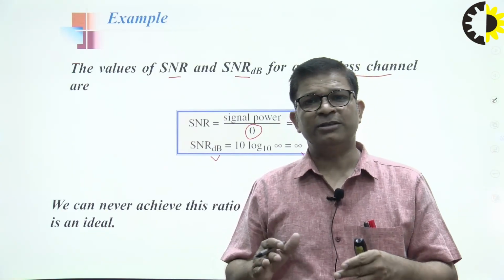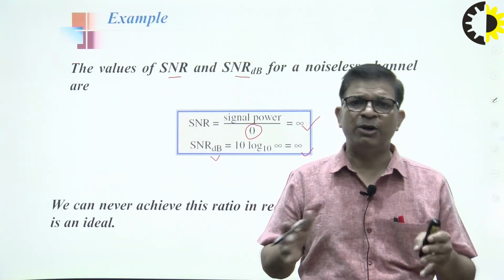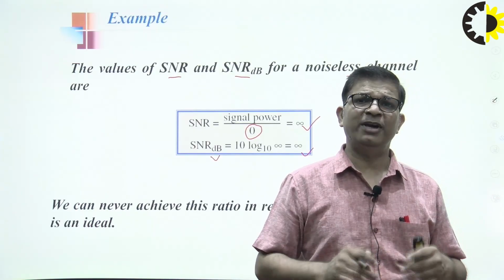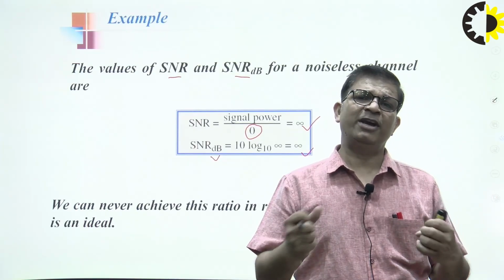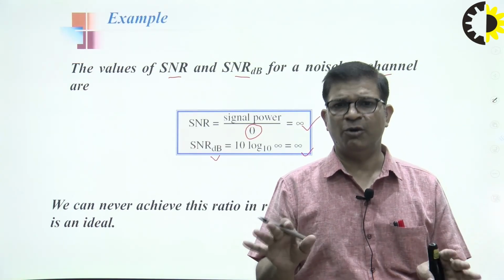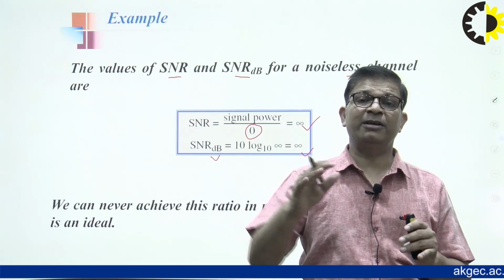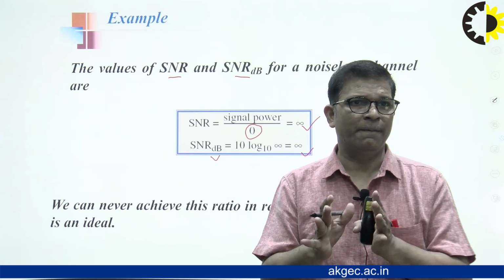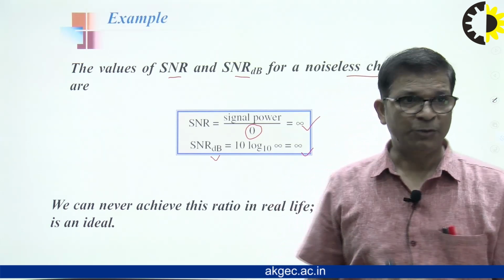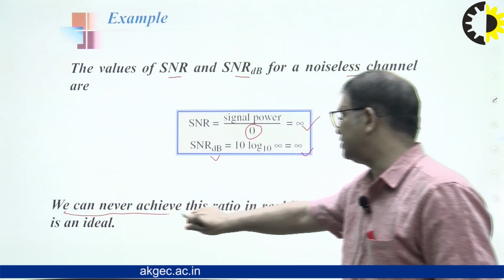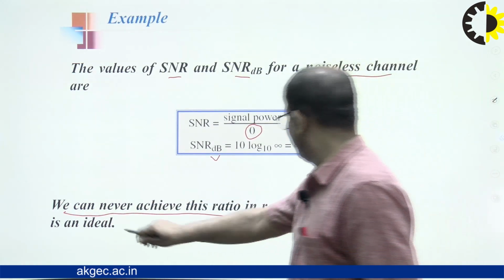Maybe there is no need to remove the noise, as the signal is very sharp and the signal strength is very good. We receive the signal with noise and can assume that it is the original signal with no noise, because the signal power is very high and the noise power is very low. But noise power cannot become 0. So we can write here also, we can never achieve this ratio in real life.